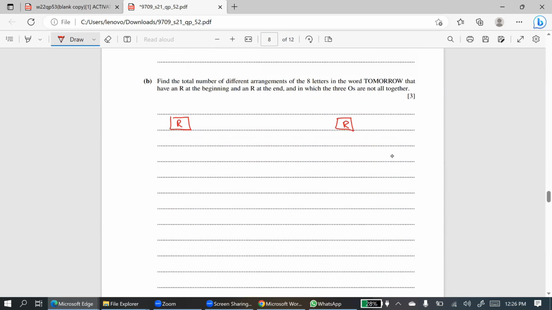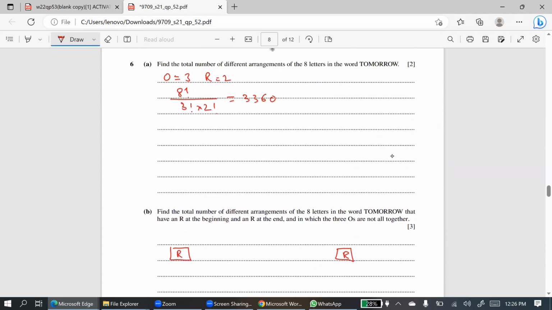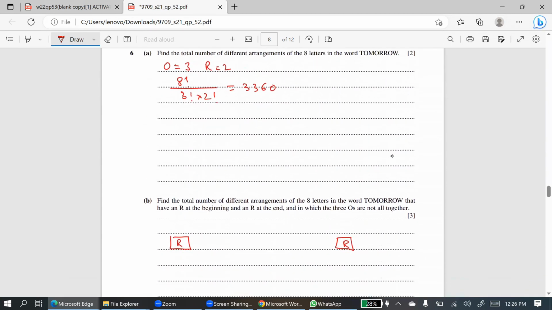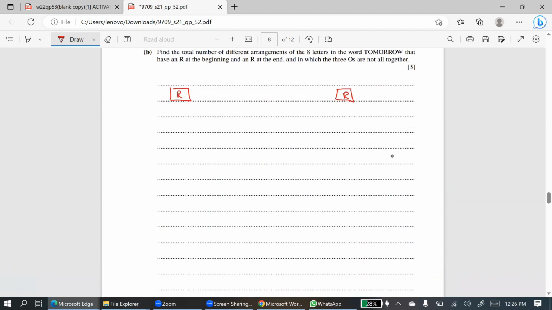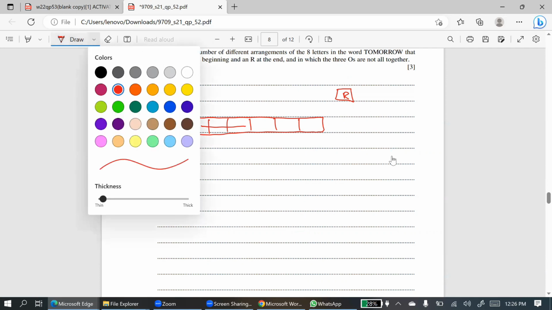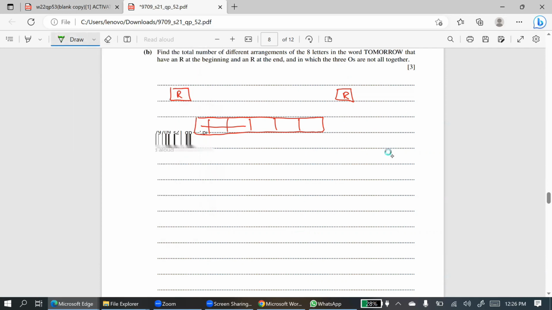Now, we are left with a total of 8. 8 minus 2 R's, 6 letters. Now, 1, 2, 3, 4, 5. Now, we will combine the 3 O's. One, two, three, and the fourth one is the combined box.